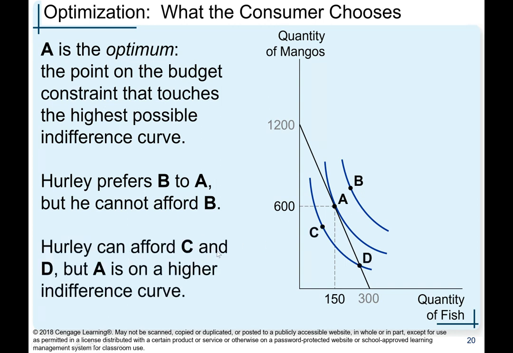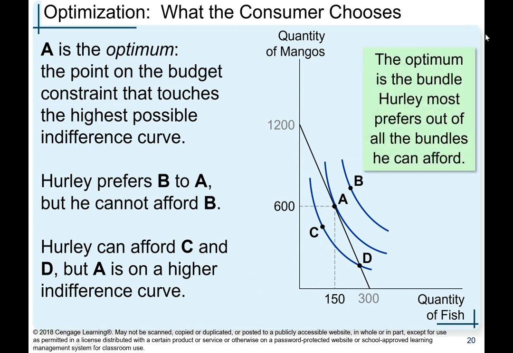Halle can afford C and D, but A is on a higher indifference curve, so Halle will prefer A to C or D. The optimum is the bundle Halle most prefers out of all the bundles he can afford. The keyword: he can afford.